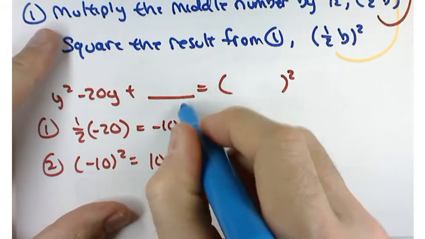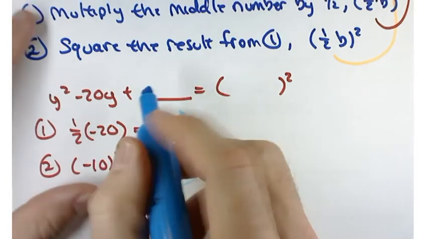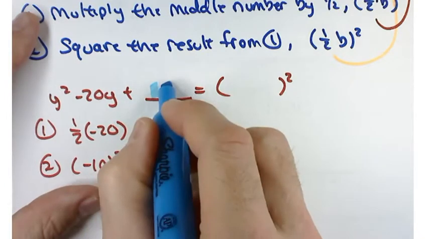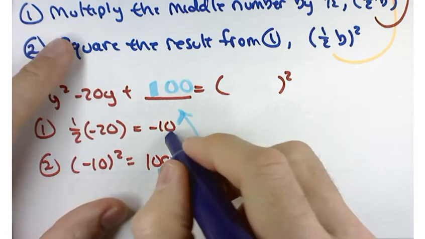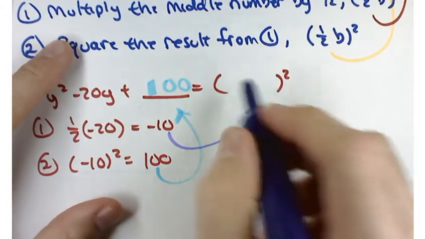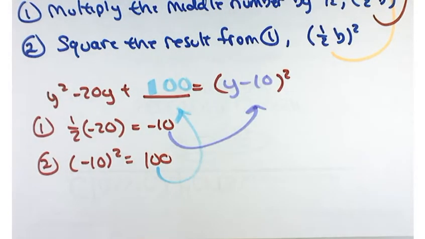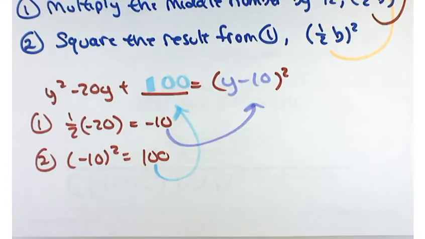So now let's take these two numbers here and finish completing the square. This number comes here. So it's y squared minus 20y plus 100 equals, and then this number is going to help me out here. It's going to be y minus 10. And there you go. So you've completed the square. You're looking to fill in exactly this information. It's exactly the way I'm going to write it on an exam.